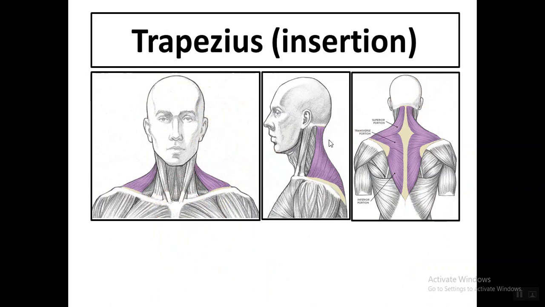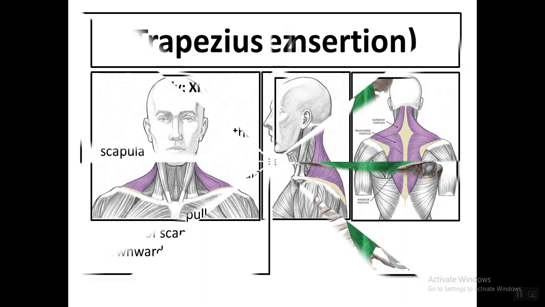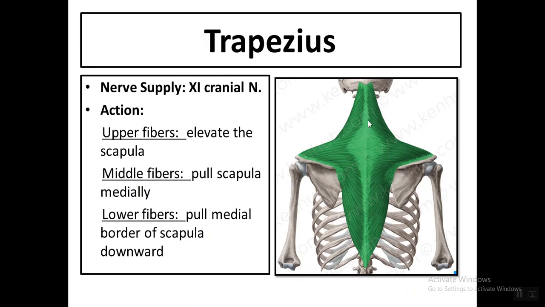The upper fiber is inserted into the lateral third of the clavicle. The middle fiber will be inserted into the acromion. And the lower fiber will be inserted into the spine of the scapula. What is the nerve supply of this muscle? It is through the 11th cranial nerve. Why did we divide the muscle into upper, middle and lower fibers? Because it will be reflected in the action of this muscle.